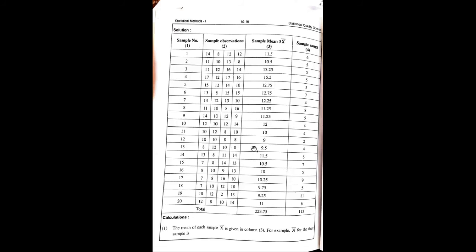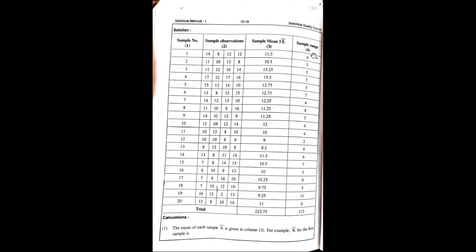12th 9, 13th 9.5, 14th 11.5, 15th 10.5, 16th 10, 17th 10.25, 18th 9.75, 19th 9.25 and 20th 11. And then we will find range also for every sample, that is nothing but maximum observation 14 minus 8. So difference is 6. So this way we can find range for every sample.